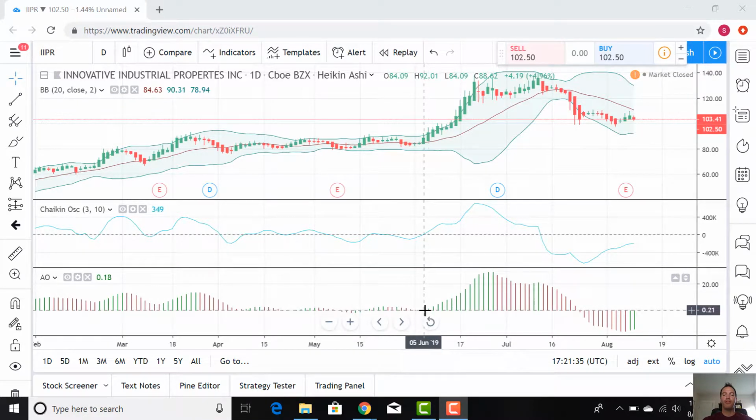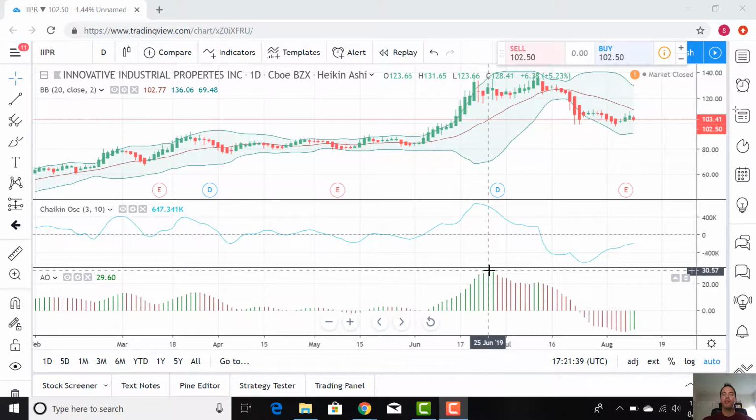Similar entry point using the AO momentum indicator. Similar peak, it's slightly delayed, but then we get that slope change. Had we exited at the slope change, big profit. So two of our momentum indicators are really aligning with telling us when to take our profit.